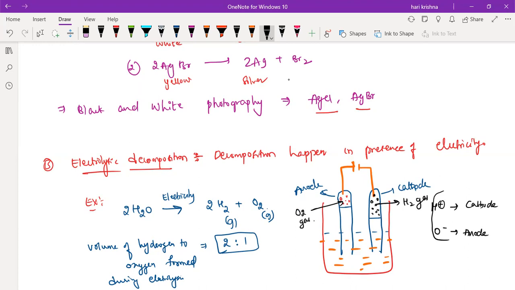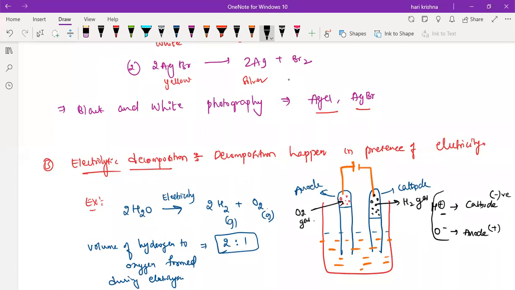Clear this one? Yes. So can you once repeat? I'll just note down. Okay. See, we know hydrogen always will form +1, right? Positive charge. So positive will attract nearby the cathode because cathode is negative. Now, oxygen is negative, so it will go and attract with the positive electrode. Anode is positive.